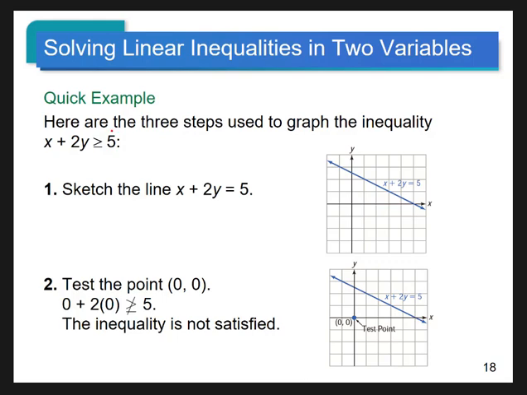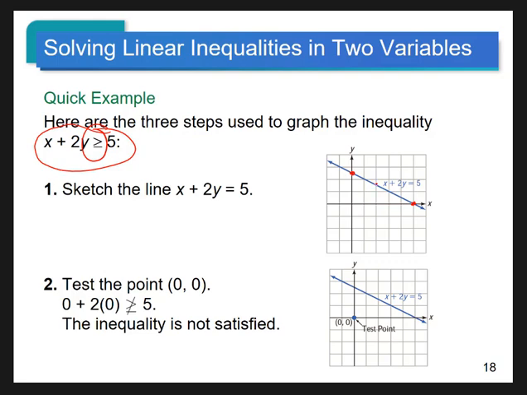So here are the three steps. We've got the inequality, x plus 2y is greater than or equal to 5. Well, 5 divided by 1 is 5, so the x-intercept is 5. 5 divided by 2 is 2.5, so the y-intercept is 2.5. Our line goes through there. It's greater than or equal to, so it's a solid line. Like I said, in this chapter, all of our constraints are going to be greater than or equal to or less than or equal to, so it's always going to be solid lines for us.